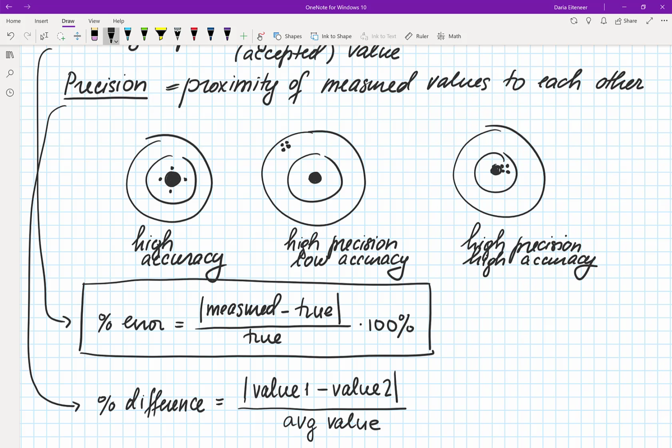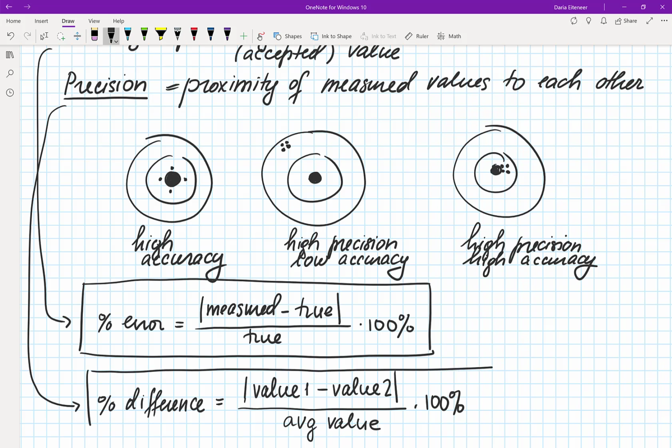Or maybe there are more than two values that you're measuring, then you're going to be dividing by the average of all of those. We'll talk about that in a minute. And then also multiply this by 100%. Okay, so I'll box this again.